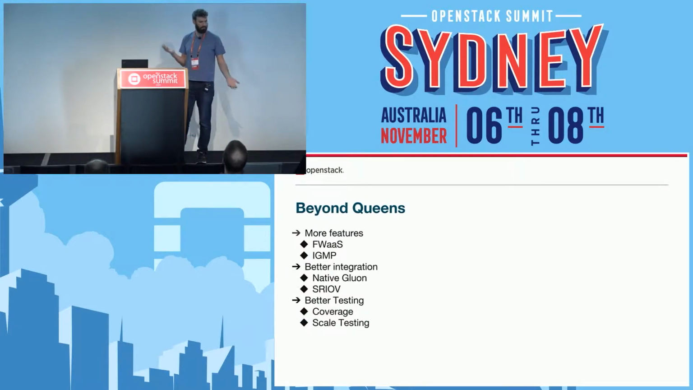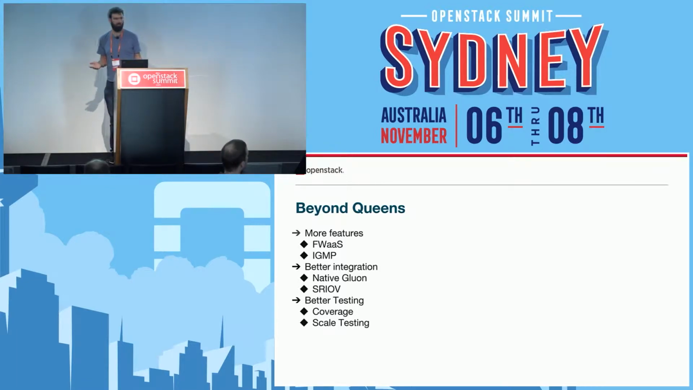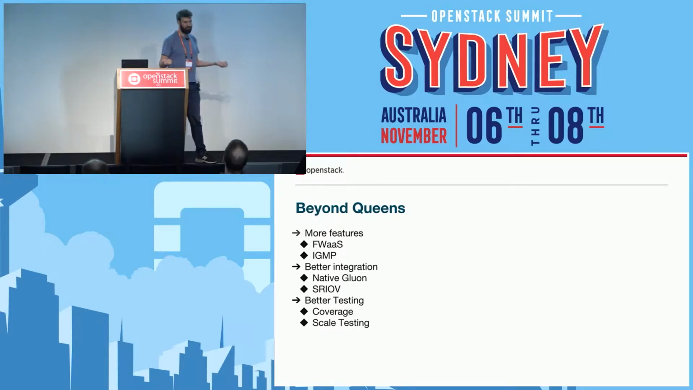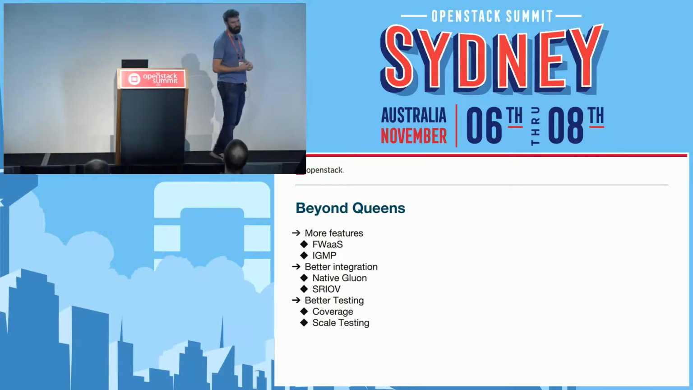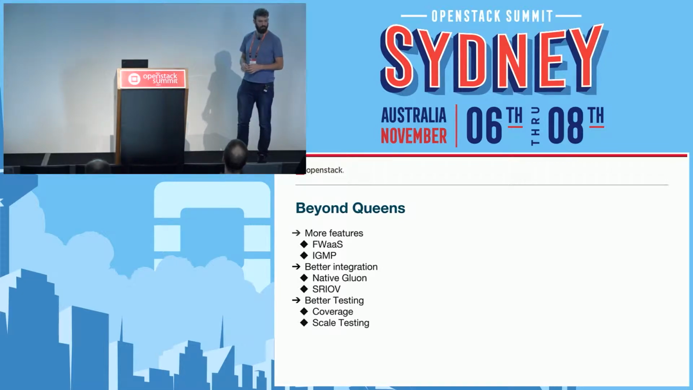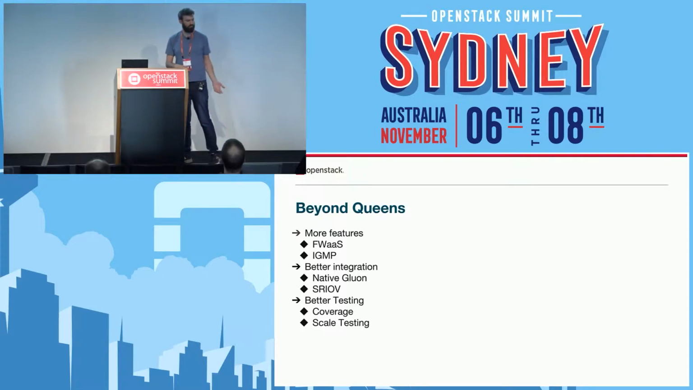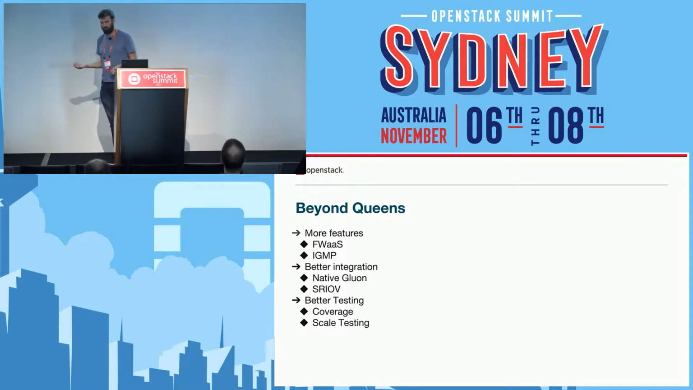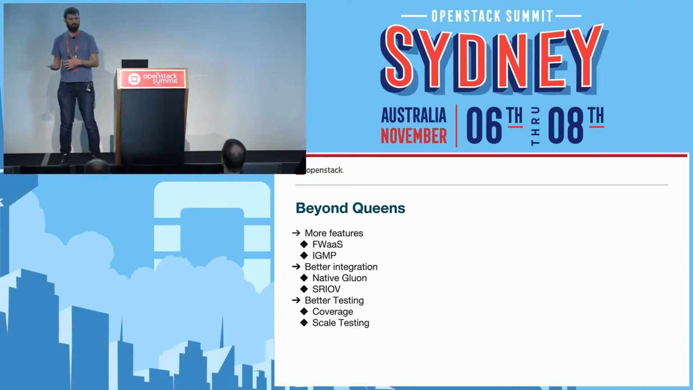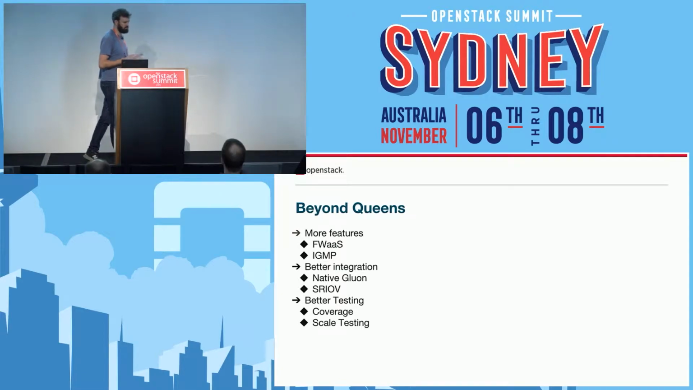Beyond Queens, there are many more things we want to add. There's always work to do. There are always more features that we want to add, like support for firewall as a service, support for multicast and IGMP. We want to have better integrations, for instance, with SRIOV or with Gluon. I didn't put DPDK here because we already have code that supports DPDK, but it would be nice to have a gate for it that tests it and verifies that we don't break it.